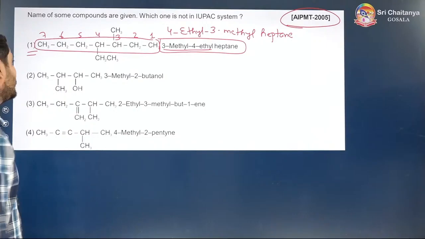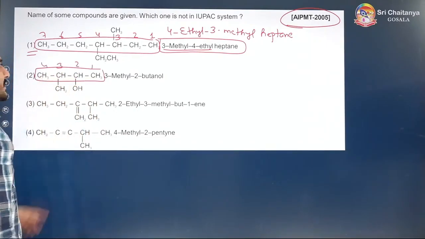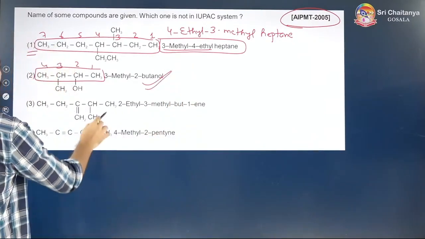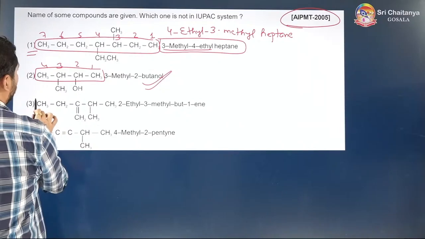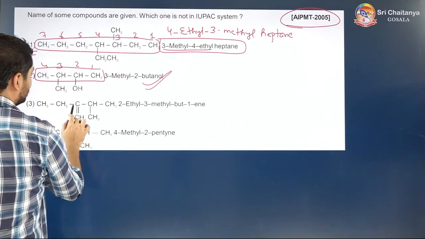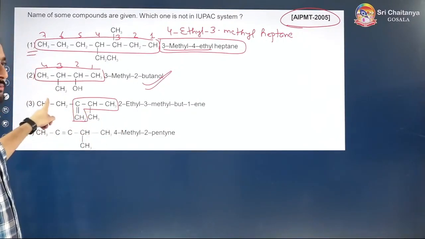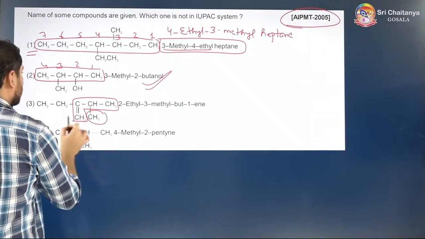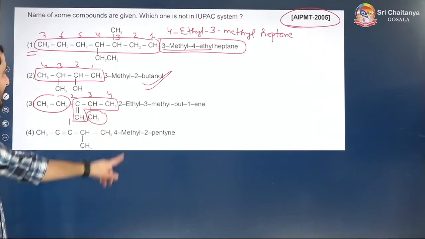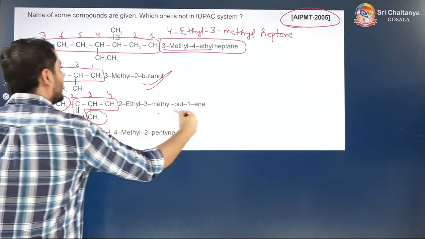Let us move to the second option. This is the given parent chain. So 1, 2, 3, 4. It is 3 methyl butan-2-ol. This is given correctly. Next, let's move to the next part. What is the length of the parent chain? From where we have to start? 1, 2, 3, 4. 1, 2, 3, 4. From both sides we are getting the same. But if we take this parent chain, how many substituents do we get? 2 substituents. One is methyl and one is ethyl. So 1, 2, 3, 4. So this is given correctly: 2 ethyl, 3 methyl, but 1 ene. Clear? So this is also a correct name.